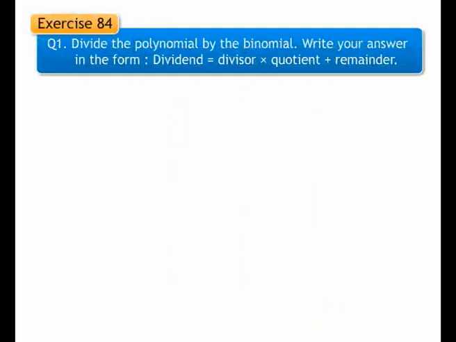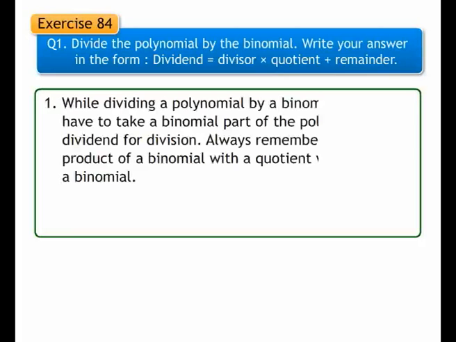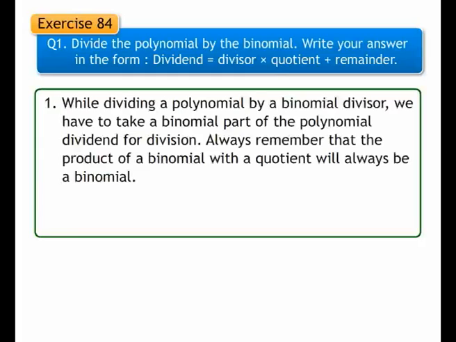Now let us solve exercise 8.4, question 1. Divide the polynomial by the binomial. Write your answer in the form dividend is equal to divisor into quotient plus remainder. Before we start this exercise, I would like to tell certain very important points that have to be remembered while solving this exercise. 1. As we have to divide a polynomial by a binomial divisor, we have to take a binomial part of the polynomial dividend for division.